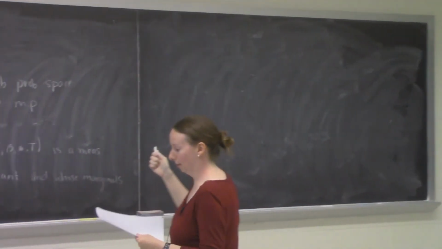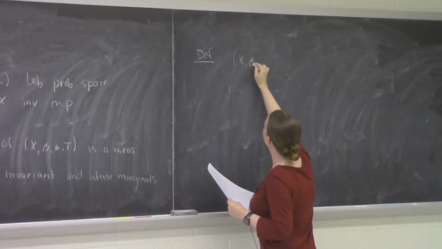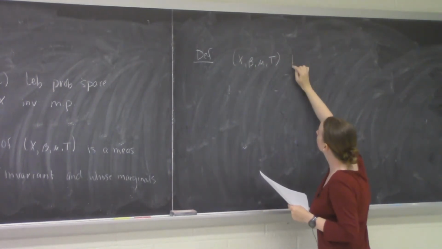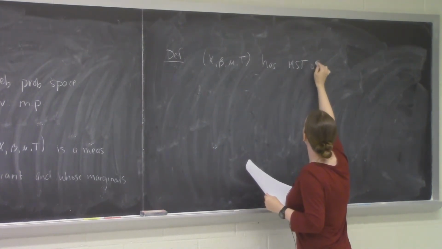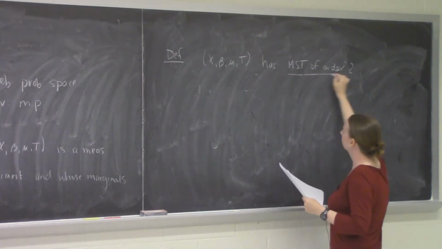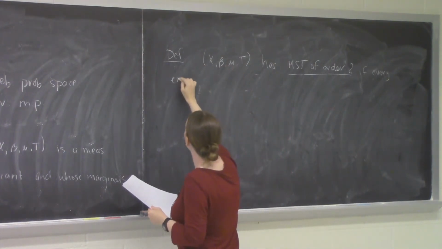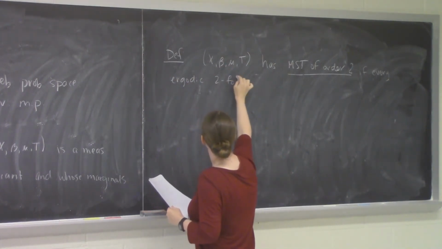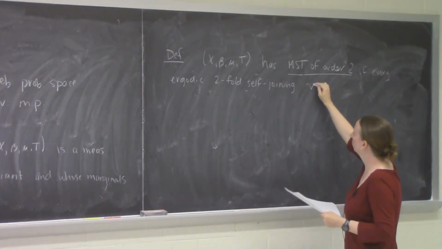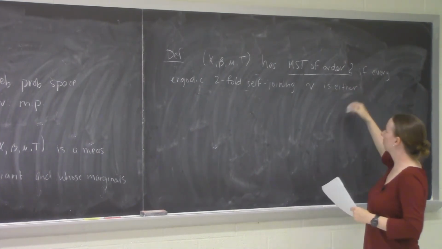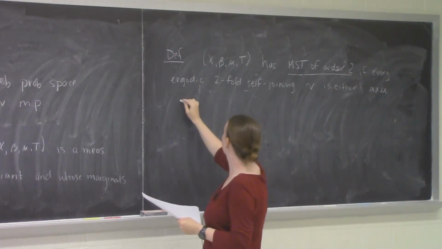And what does it mean for these to be minimal? Well, we say the system (X, B, mu, T) has minimal self-joinings, or minimal self-joinings of order 2, if every ergodic two-fold self-joining, we'll call it nu, is either the product measure or an off-diagonal measure.